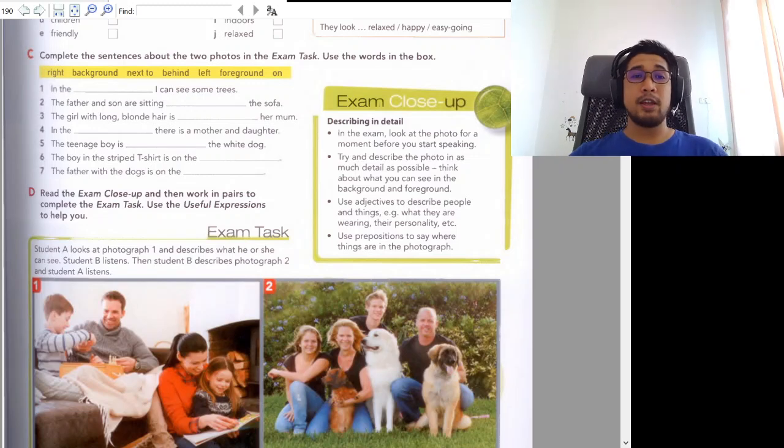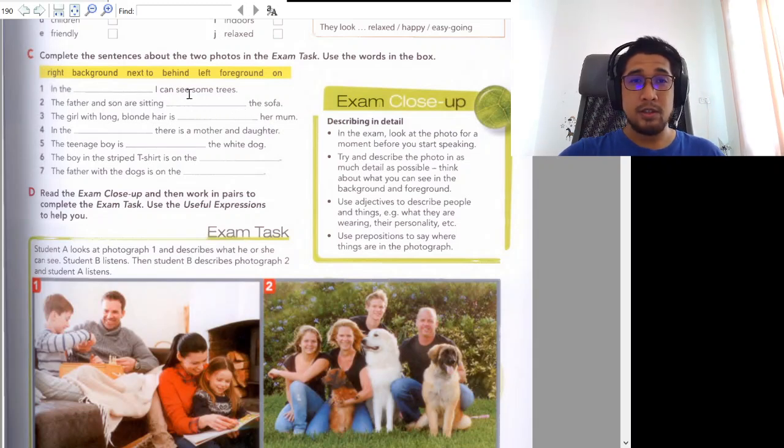Okay, so now let us discuss the answers. Number 1, in the background I can see some trees. This is picture number 2. The father and son are sitting on the sofa. Of course they are sitting on the sofa. They can't sit behind the sofa, right? On the sofa. Number 3, the girl with the long blonde hair, picture number 2, is next to her mom.